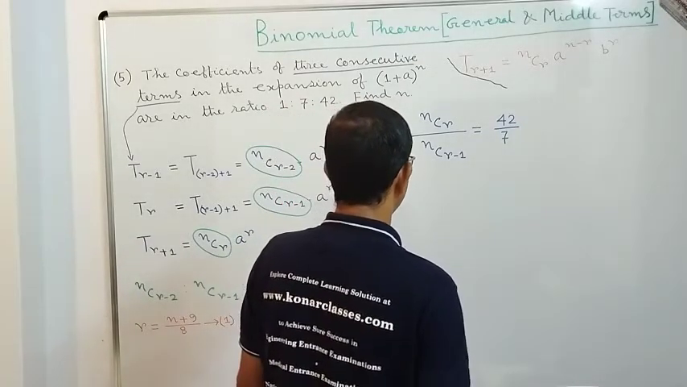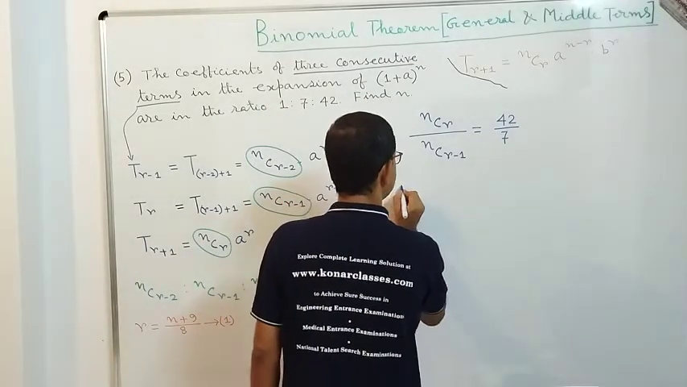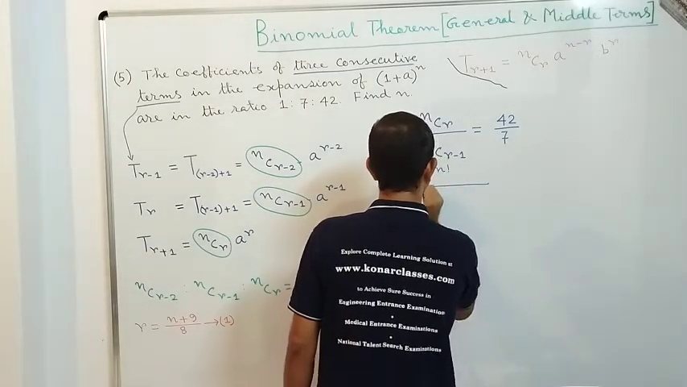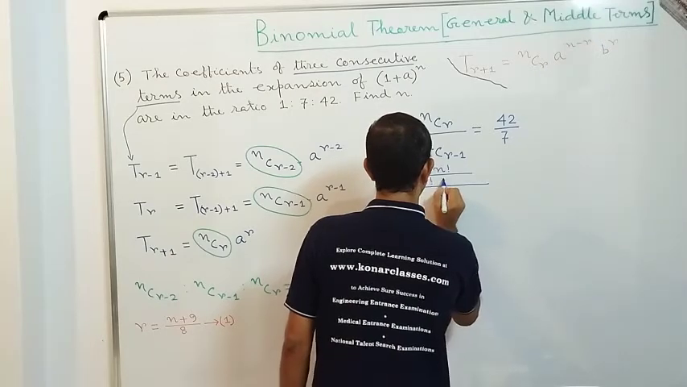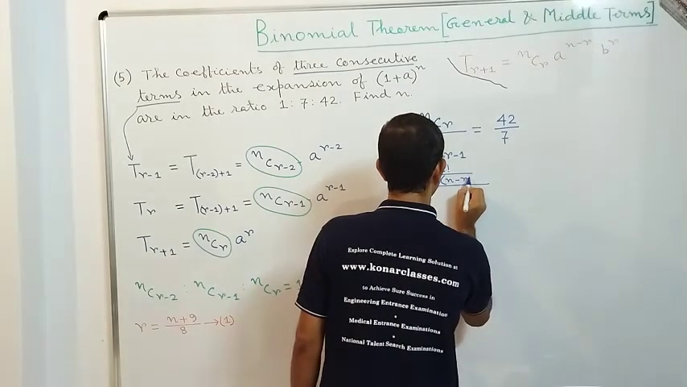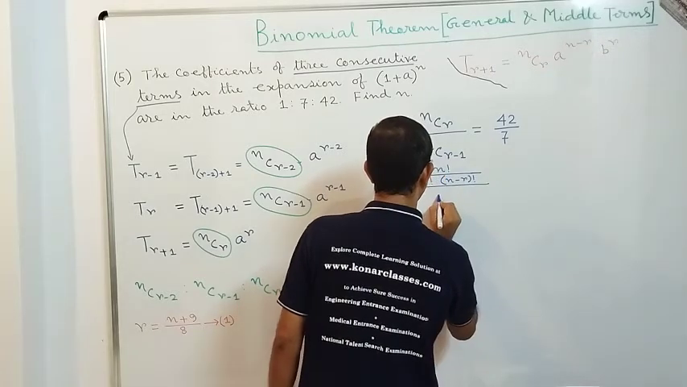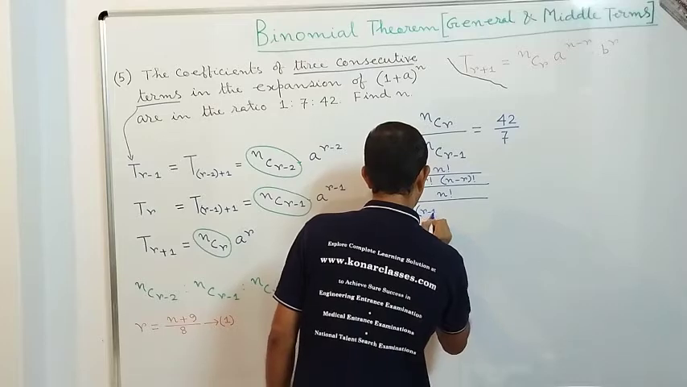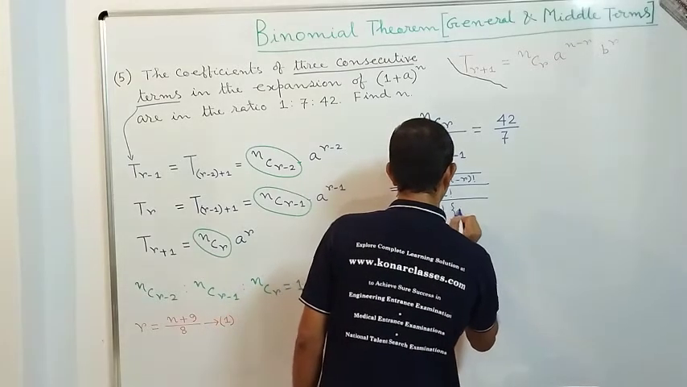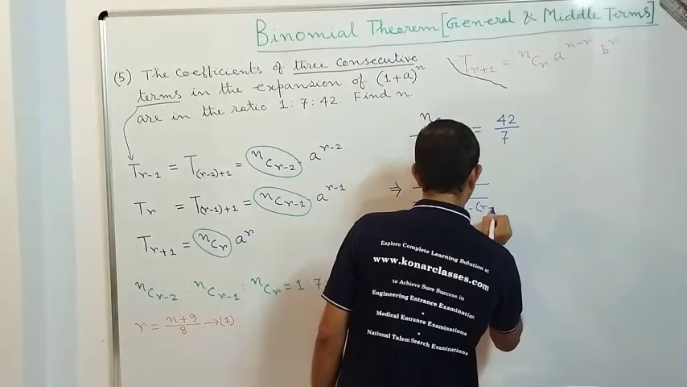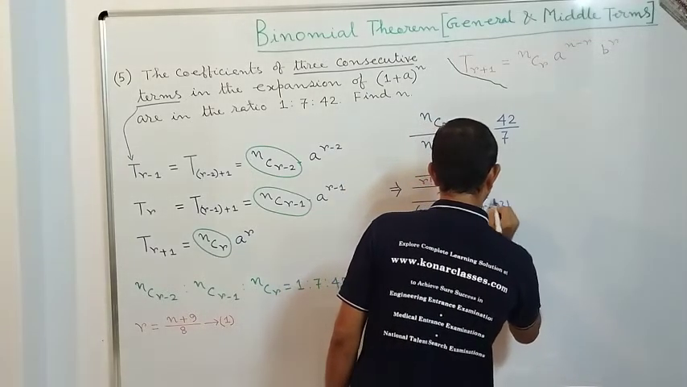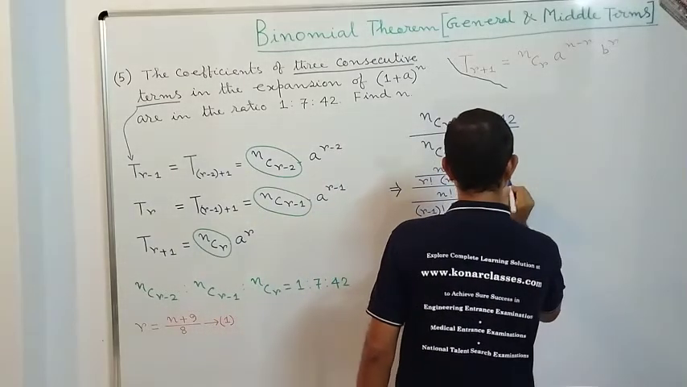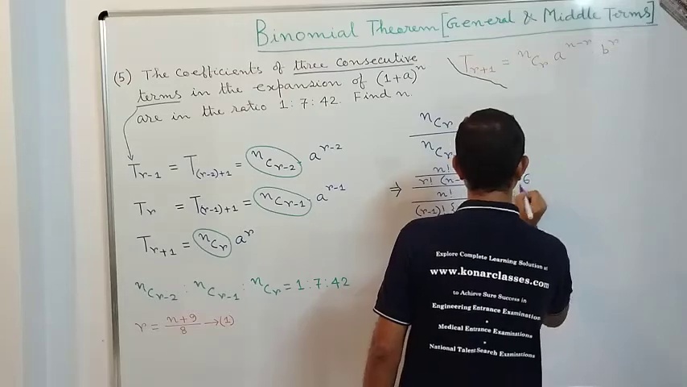So what can you do, dear students? From here, what is nCr? It is factorial n divided by factorial r into factorial (n minus r). And what is nC(r minus 1), dear students? It is factorial n divided by factorial (r minus 1) into factorial (n minus r plus 1). Correct? So this is equal to 42 by 7, which is 6.